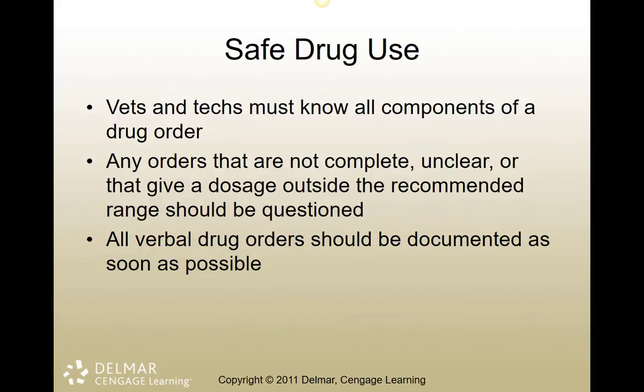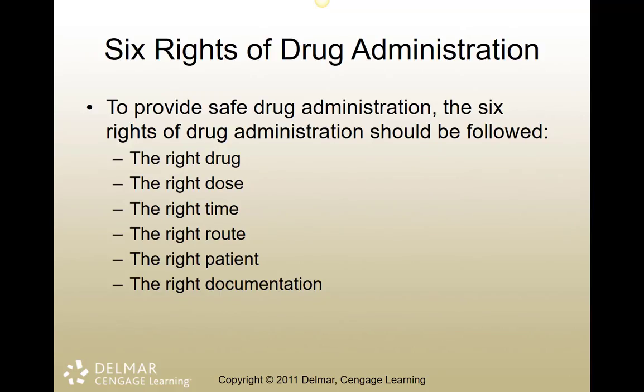And then verbal orders need to be documented. They need to be documented as far as what the drug is, the dosage, what the total dose you gave is, the route that it was given, and the veterinarian doing the order for it. And of course, there's also things like the time that you gave it, and making sure you document it's to the right patient. And that's what we'll get into next, the 6 rights of drug administration.